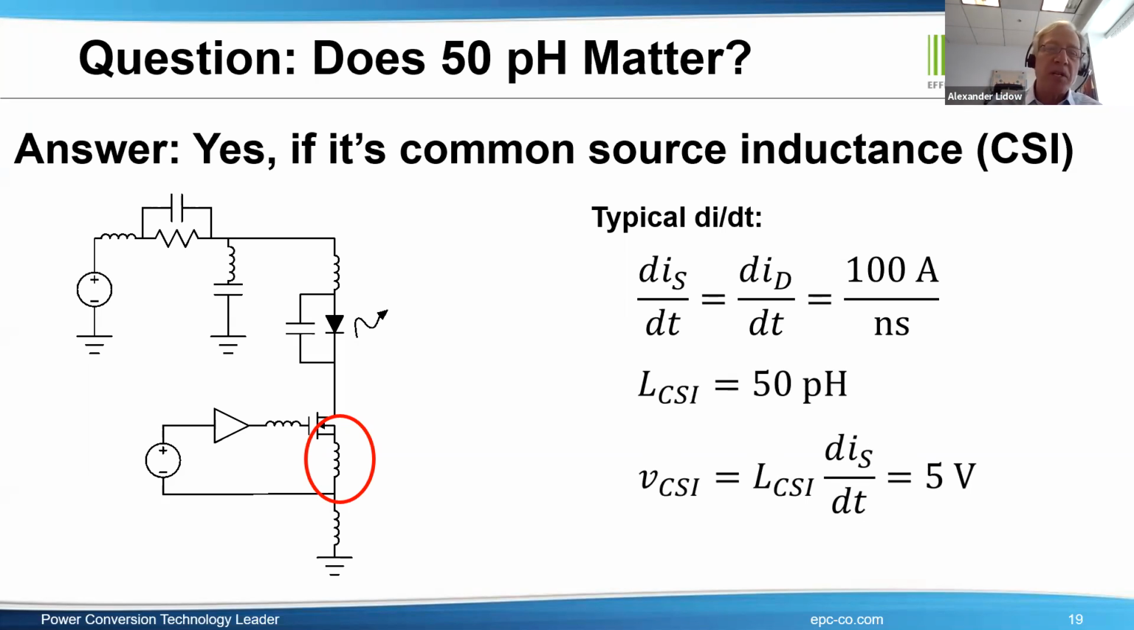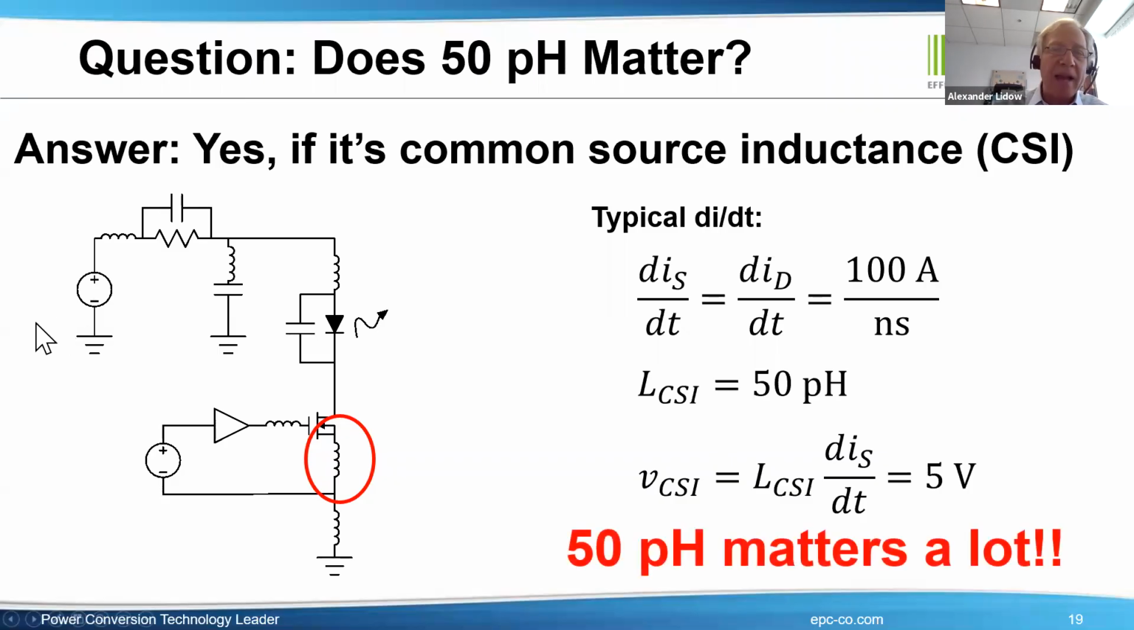Well, 5 volts is all it takes to turn on and off the GaN device. So you basically are fighting the voltage, the 5 volts you're trying to put on the gate, you're fighting with the inductance, with the voltage generated across that little tiny 50 picohenry inductor. So 50 picohenries matters a lot. I would say that 50 picohenries is out of the park. You cannot do that. You have to have better than that.